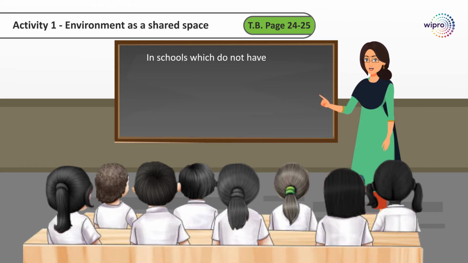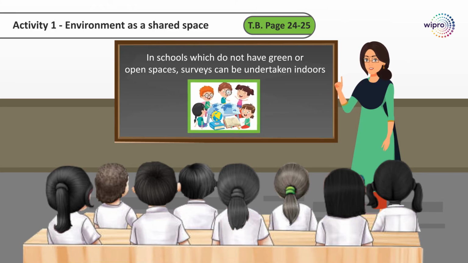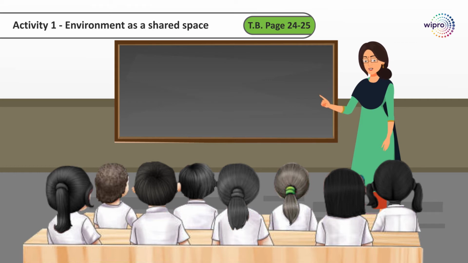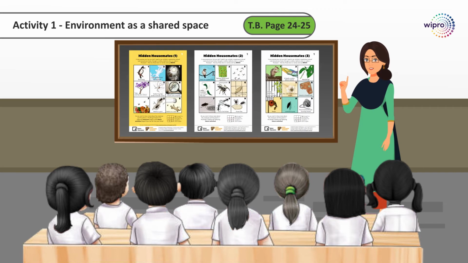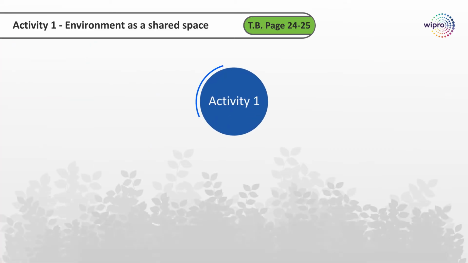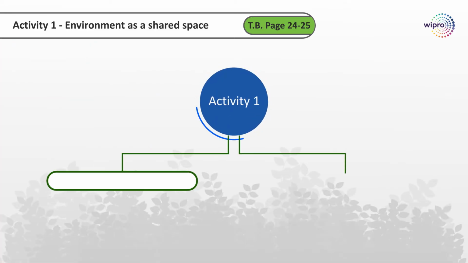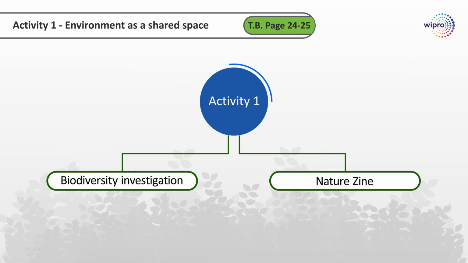In schools which do not have green or open spaces, surveys can be undertaken indoors. You can refer to the Hidden Housemates bingo sheets mentioned in the Wipro Sustainability and Biodiversity booklet 2022 for ideas. There are 2 sub-activities in Activity 1. First is Biodiversity Investigation and the second is Nature Sign, which is an individual activity.